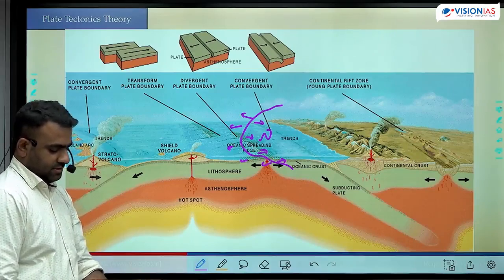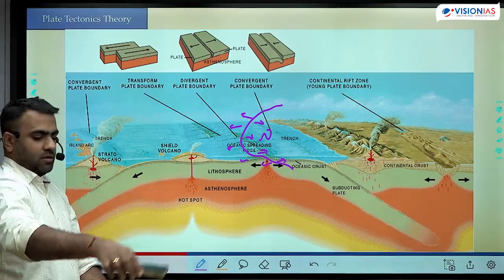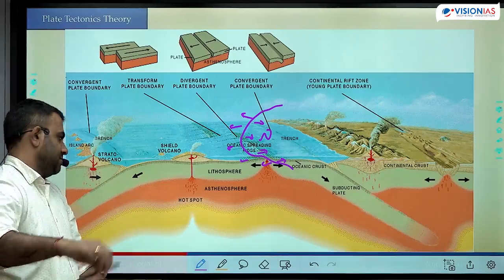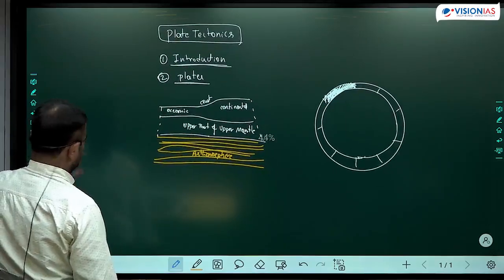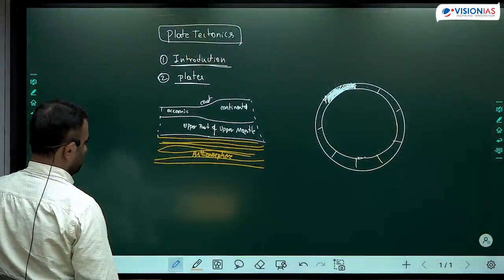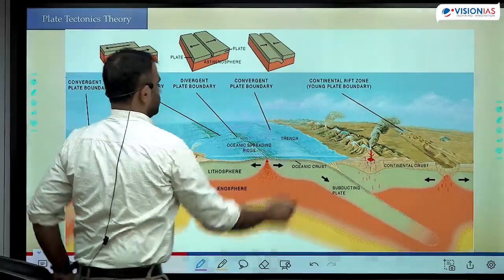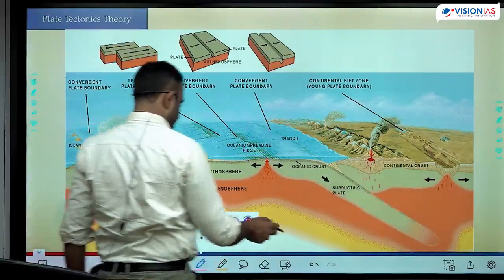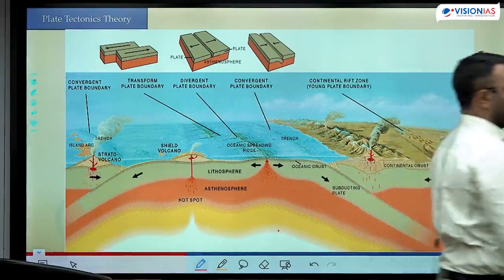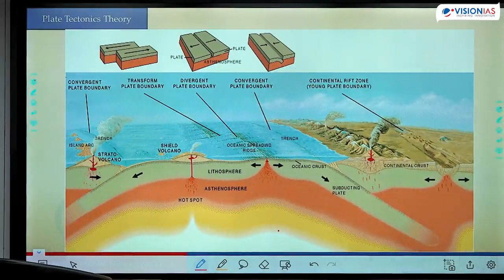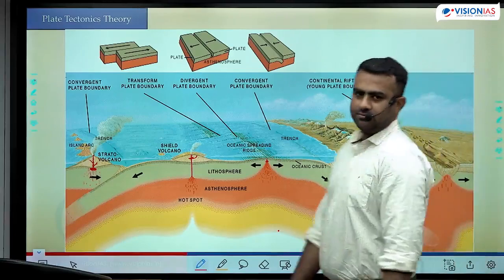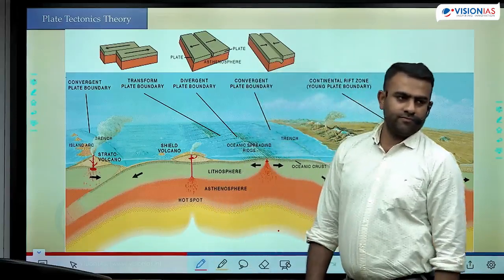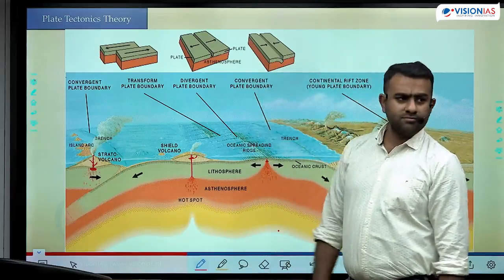Doubts here? Continent-continent divergence. There it is, continent-continent divergence. So what caused the divergence of the oceanic part? What is the reason behind the divergence?